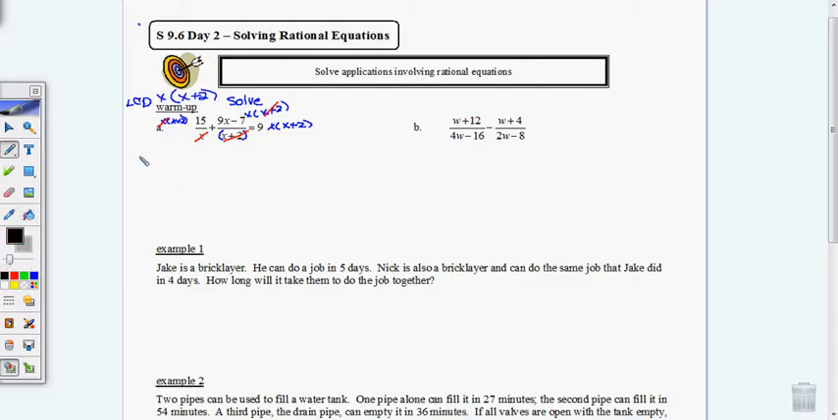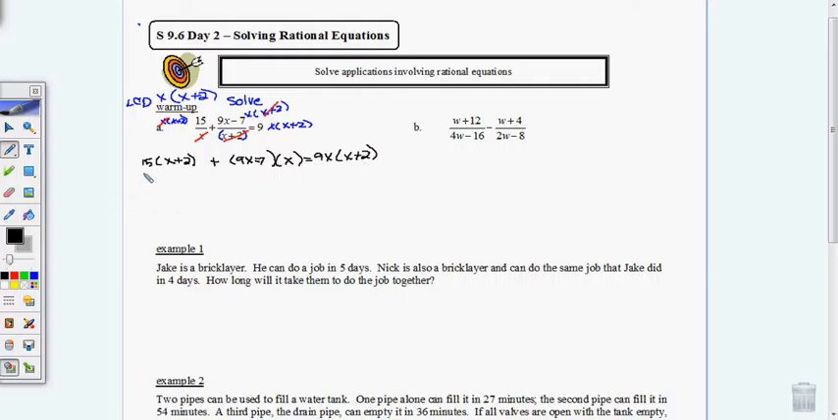So I'm left with 15 times X plus 2 added on to a 9X minus 7, times an X, equals 9X times X plus 2. Okay. So that first step, it got rid of the fraction, just like we did with complex fractions.